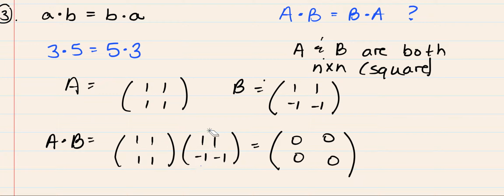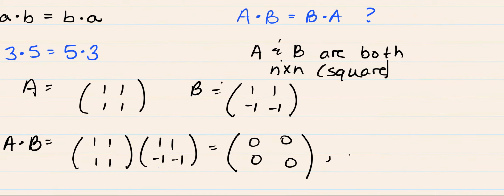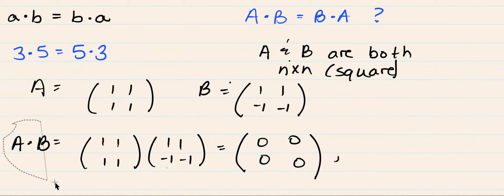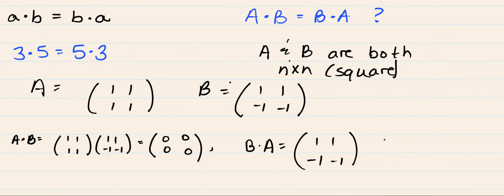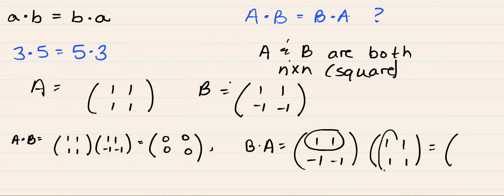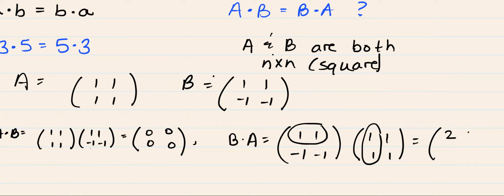Okay. Now let's find B times A. And let's make this smaller so I can fit it on the screen. Okay. So now B times A is 1, 1, negative 1, negative 1 times 1, 1, 1, 1, which is, okay, we're going to take this one with this one. That's 1 plus 1, 2. And then you could finish this, but you don't have to because it's already not going to be equal. But you'll see that you get 2, 2, negative 2, negative 2.